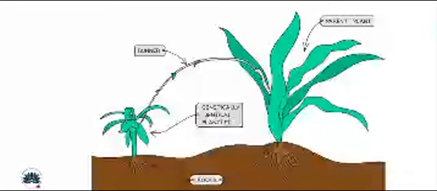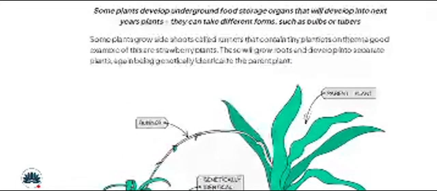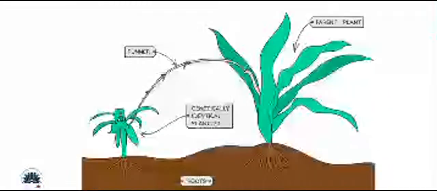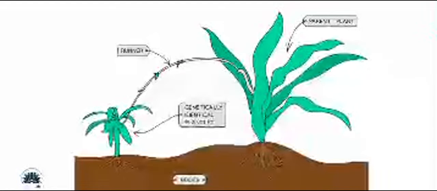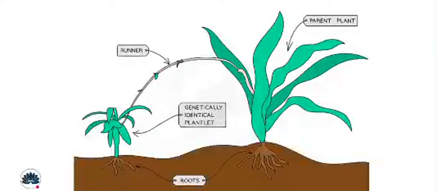Here's the parent plant, and this is the runner and the genetically identical plantlet which grows on the soil, and now it becomes the parent plant. From the parent plant there is a shoot, which you will say is a runner, which will go through to the next area of the soil and will start to grow another plant, which is called the daughter plant. Here will be the genetically identical plantlet. This is the procedure through which asexual reproduction occurs.